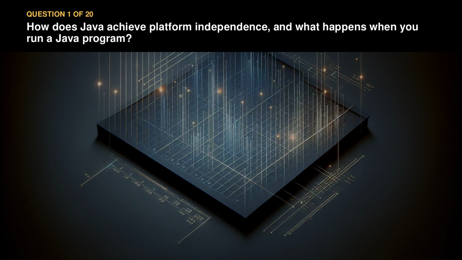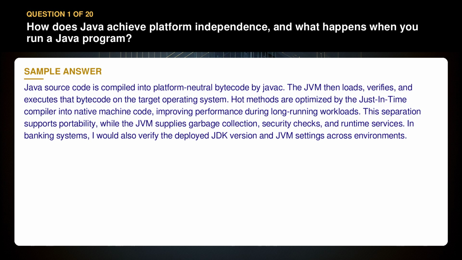Question 1. How does Java achieve platform independence, and what happens when you run a Java program? Java source code is compiled into platform-neutral bytecode by javac. The JVM then loads, verifies, and executes that bytecode on the target operating system. Hot methods are optimized by the just-in-time compiler into native machine code, improving performance during long-running workloads.